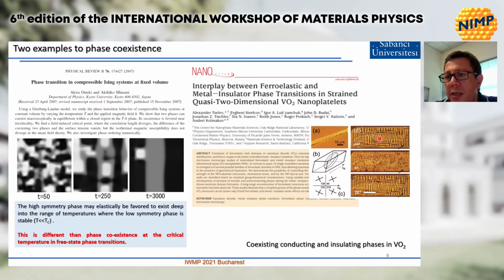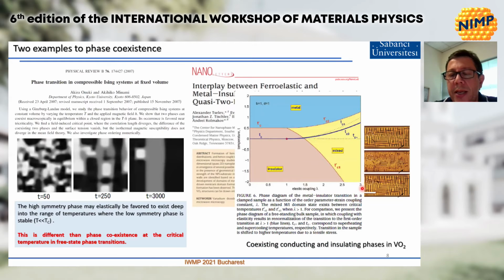They observed the coexistence of tetragonal and monoclinic phases, which have different degrees of symmetry, in vanadium oxide when it was clamped from the sides. Then they came up with a phase diagram where they were looking at the metal, insulator and mixed states, mixed meaning the state that corresponds to phase coexistence, as a function of elastic coupling. And so this is the difference.